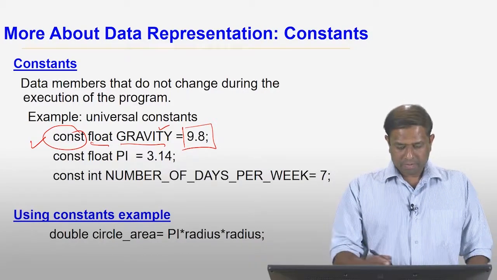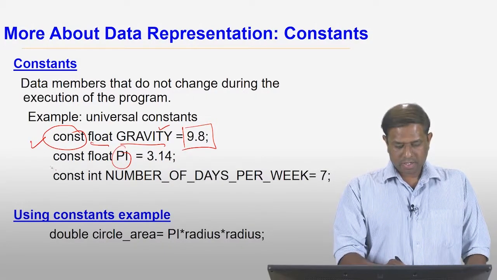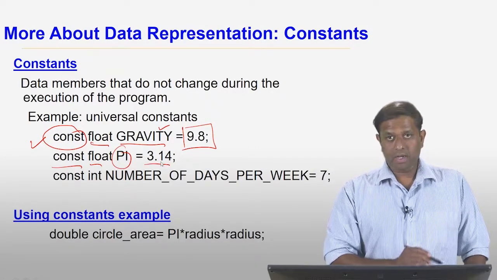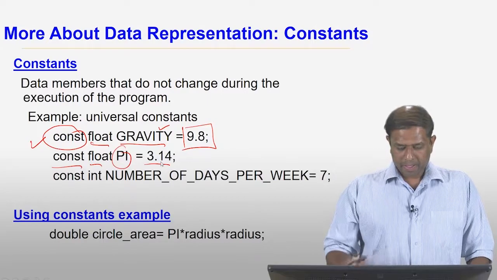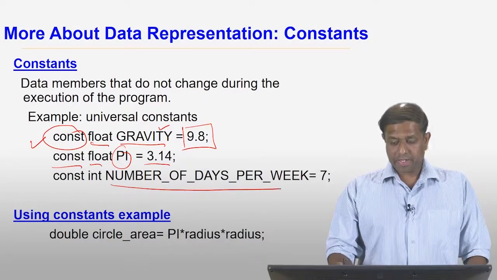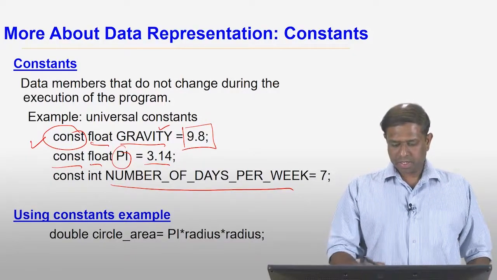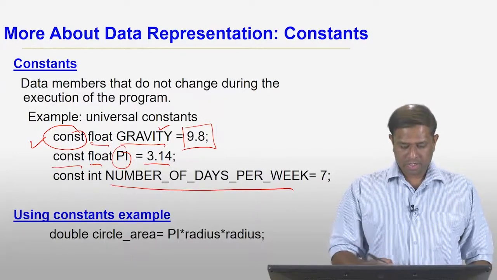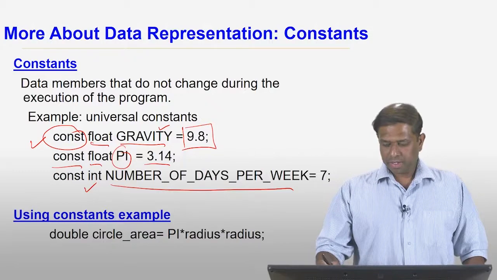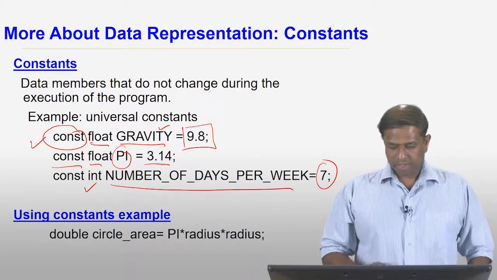Right. Likewise, if I want to represent, let's say, the pi value as a constant, it's going to be a constant floating point value, 3.14. Likewise, if I want to have the number of days represented as a constant, it's a longer name, but it still gives a meaningful name for the constant. This time it's going to be an integer constant, number of days per week, and it's going to be 7. Right. That's pretty much how we represent constants.